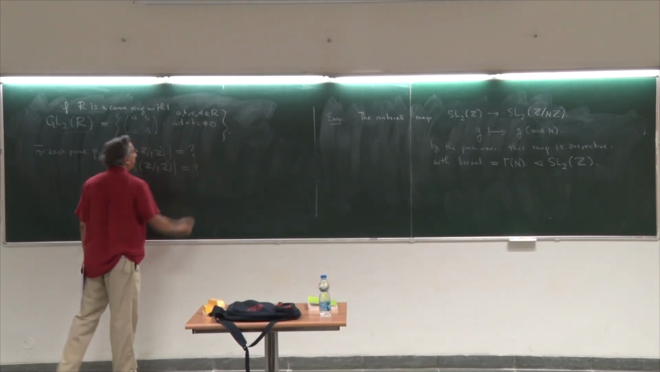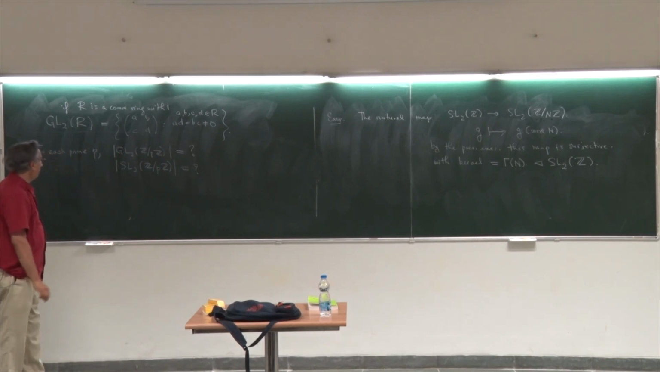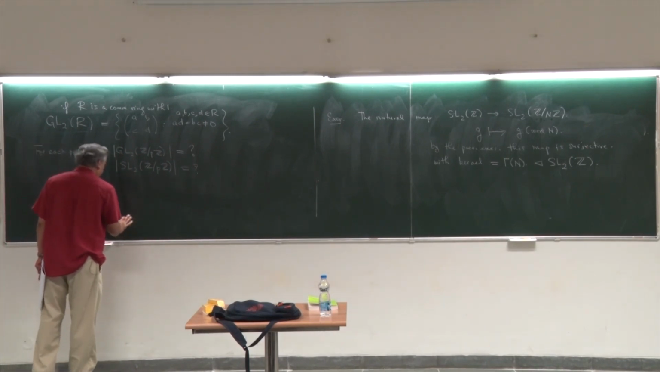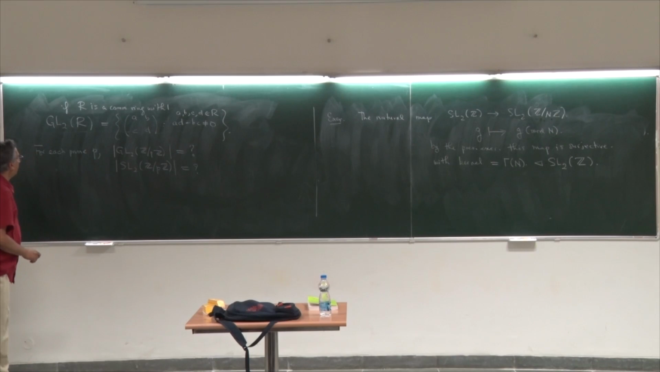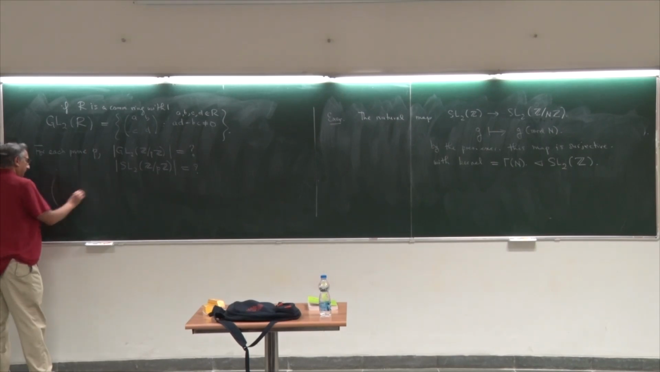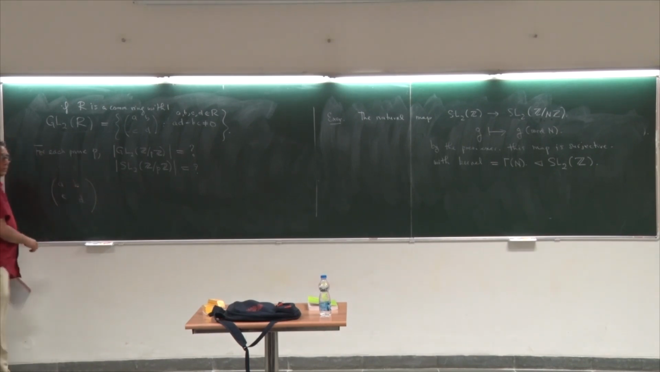So how big are these finite groups? How big are they? Well, let's start with GL2(Z mod pZ). I'm looking for matrices A, B, C, D with entries mod p, where the matrix has to be invertible.